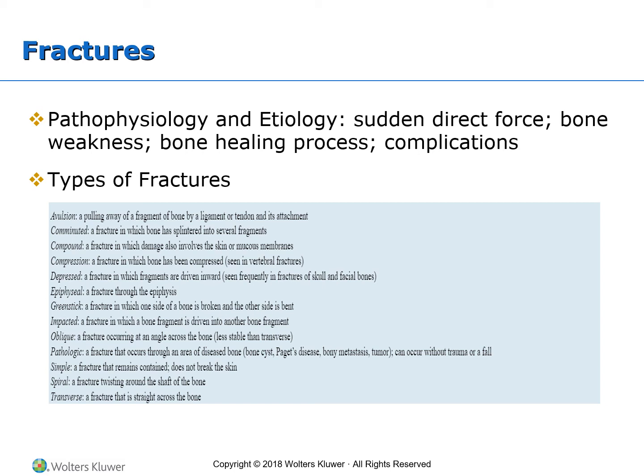A greenstick fracture is a fracture in which one side of the bone is broken and the other side is bent. A simple fracture is a fracture that remains contained and does not break the skin. A spiral fracture is a fracture twisting around the shaft of the bone. See the image for additional types of fractures.